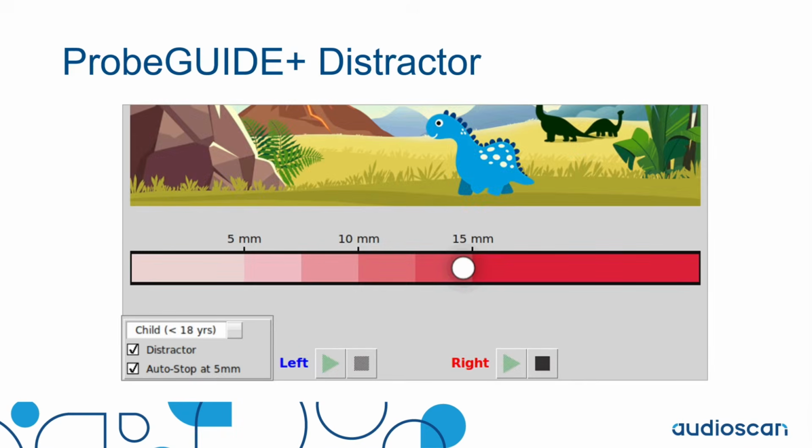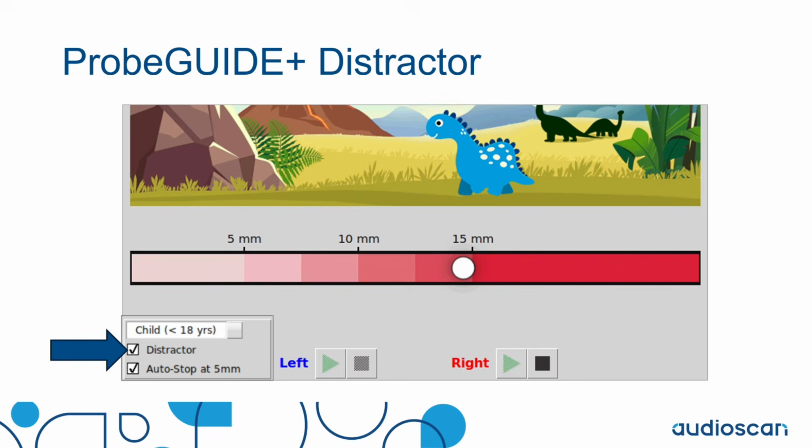There is also a checkbox to enable an animated dinosaur distractor that tracks the probe tube position in real time. The distractor can help young patients remain calm and focused during probe tube insertion. It can be enabled for any patient, independent of whether the child or adult model is utilized.